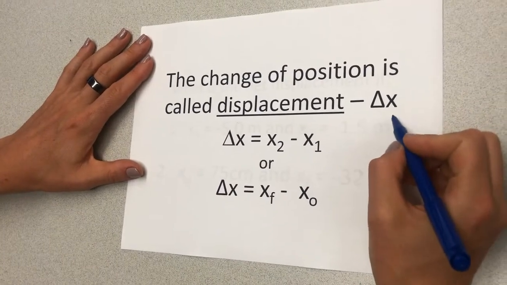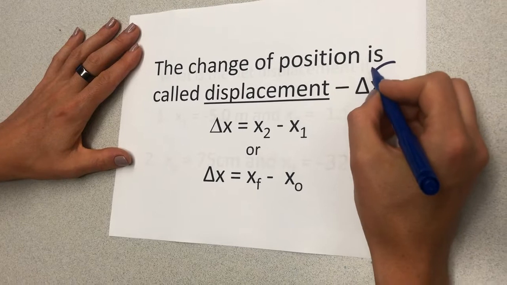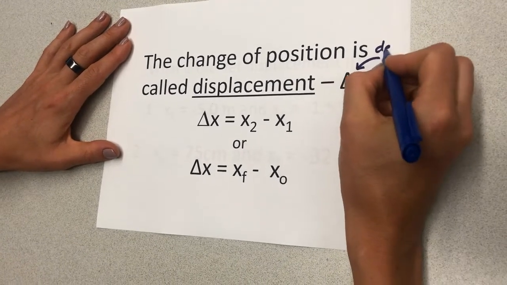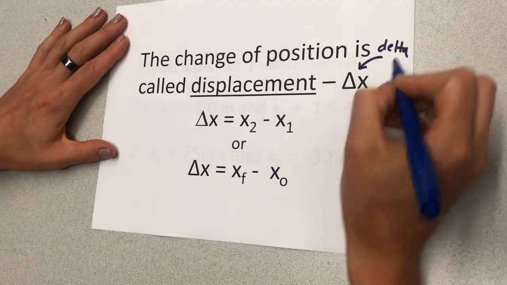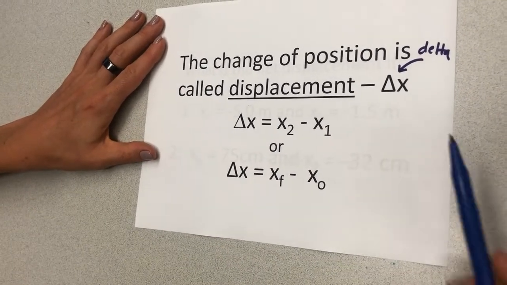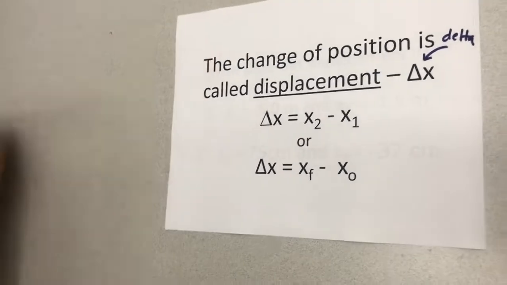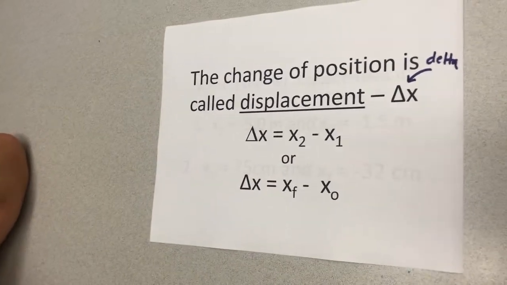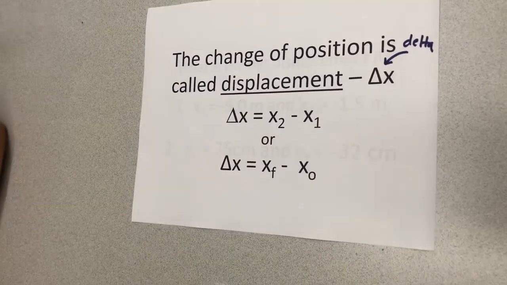Or delta x. And Miss Moore, what even is this triangle thing? It's called delta, and it just means change. And it's a Greek letter, isn't it? It is a Greek letter. And throughout the year, you're going to see this triangle, and it's going to mean the same thing throughout the year, the change of something, whatever it is.